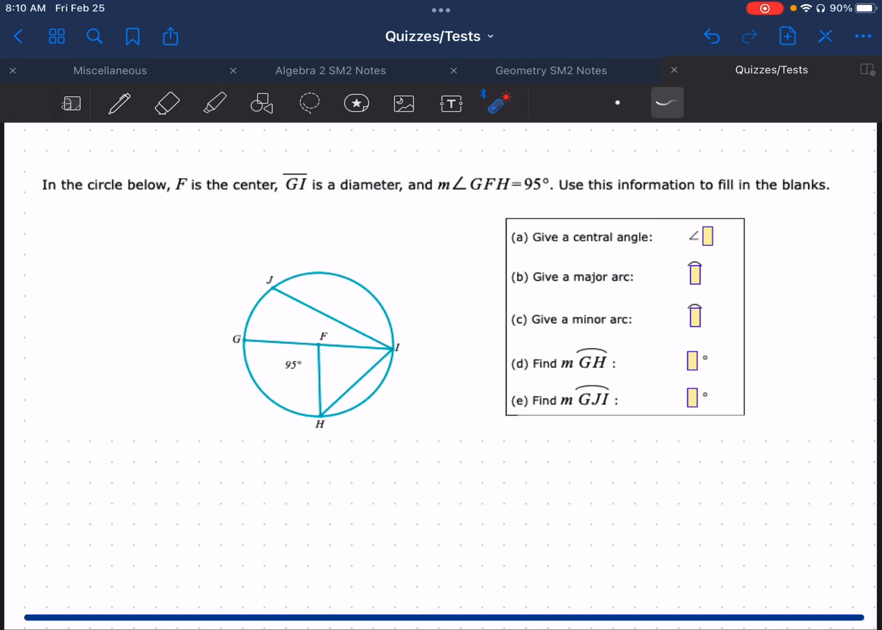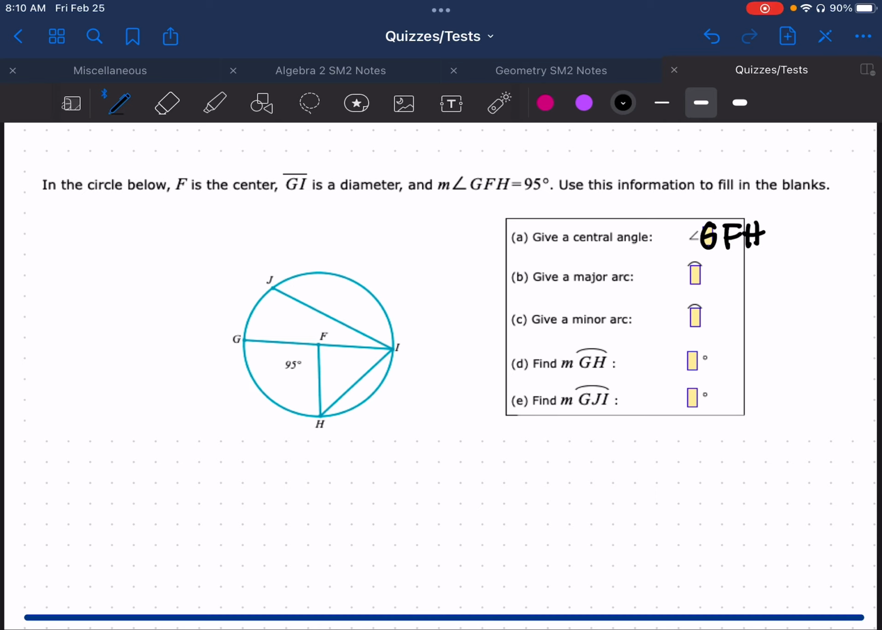Give a central angle. A central angle has to contain the center, and then it must go to the two ends of the circle, and it cannot be over... no, it can be over 180 degrees. No, I think it can. But I would just go ahead and give them this one. There's a central angle right there. It's already named for you. There you go.